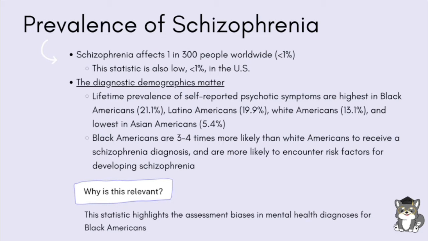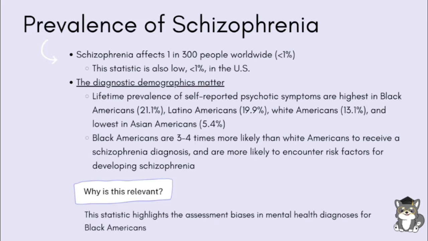Looking at the lifetime prevalence of self-reported psychotic symptoms, the percentage is highest in the Black American population. About 21.1% of Black Americans report these symptoms, followed by Latino Americans, White Americans, and Asian Americans. Research has also shown that Black Americans are 3 to 4 times more likely than white Americans to receive a schizophrenia diagnosis, and that the former population is more likely to encounter risk factors for developing schizophrenia.